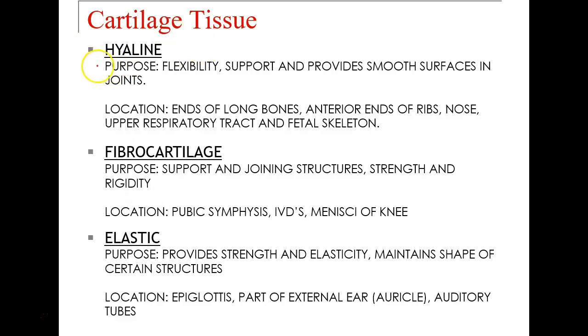Cartilage tissue, we've got three types: hyaline, fibrocartilage, and elastic. Hyaline is glass-like, so it's very durable, but creates a smooth surface wherever it is. We see this at the end of long bones, creating a nice smooth surface for joint movement. Fibrocartilage, on the other hand, is support and helping join structures together, creating strength and rigidity. So the IVDs, or intervertebral discs, found between the vertebra and the spine. Think of those whenever you think of fibrocartilage. Nice thick disc there of cartilage, creating a lot of strength and support, as well as a lot of shock absorption.